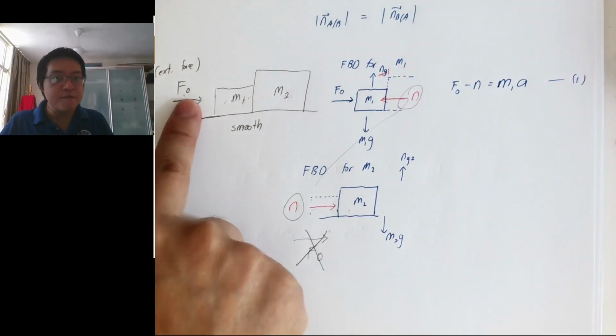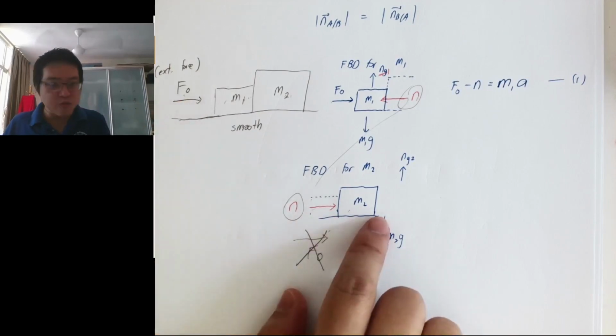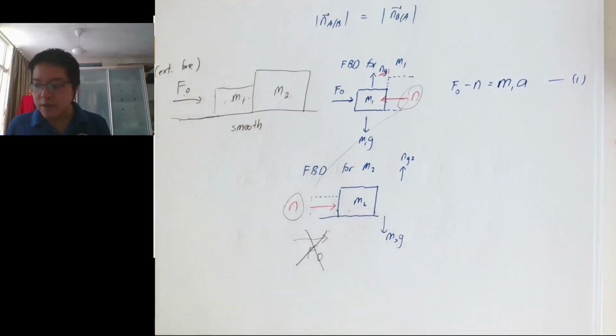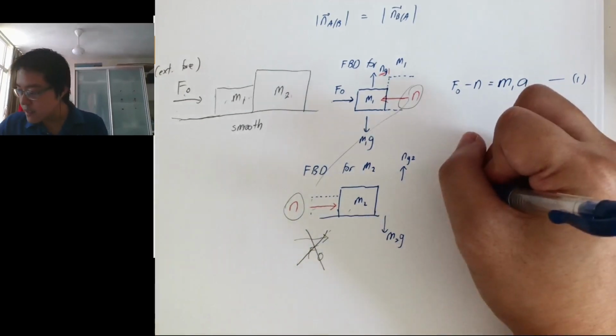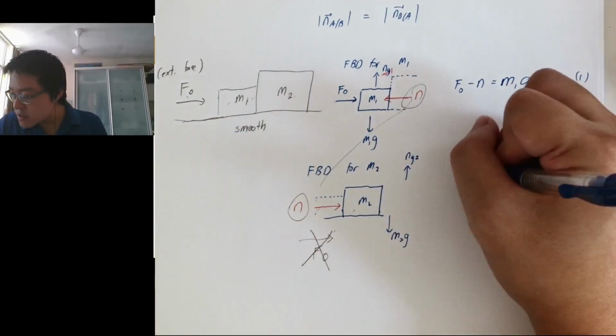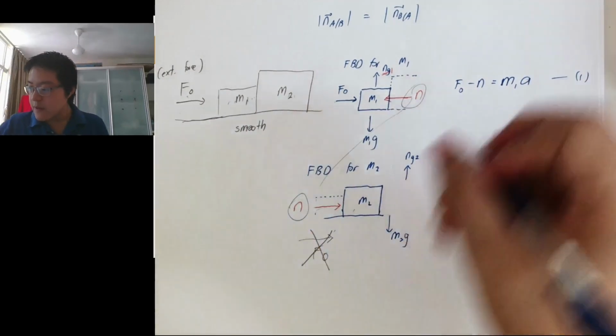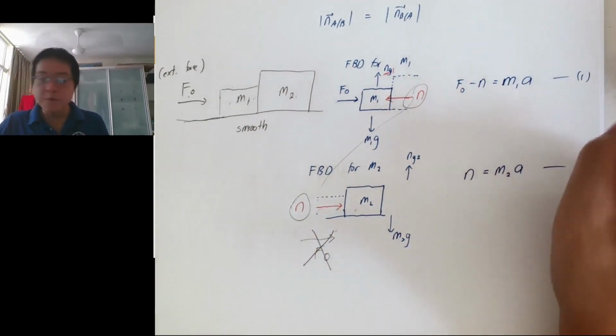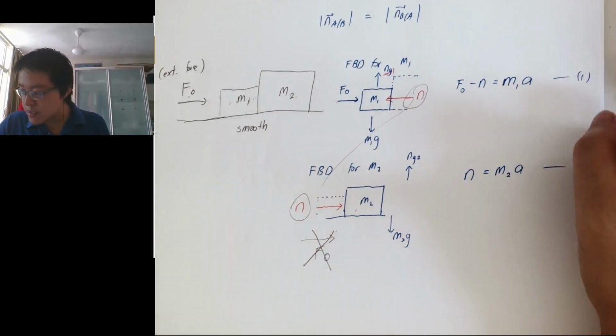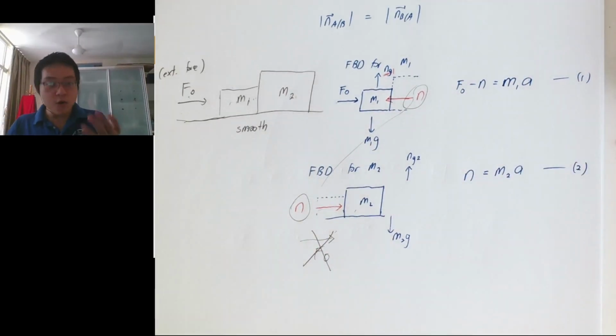If the external force is not acting on M2, then how can it accelerate? Well, there's still the horizontal force here. By Newton's second law, the only horizontal force acting on M2 is this N, and then I get M2A. By solving this equation, we can see it's consistent. The whole system will still accelerate.